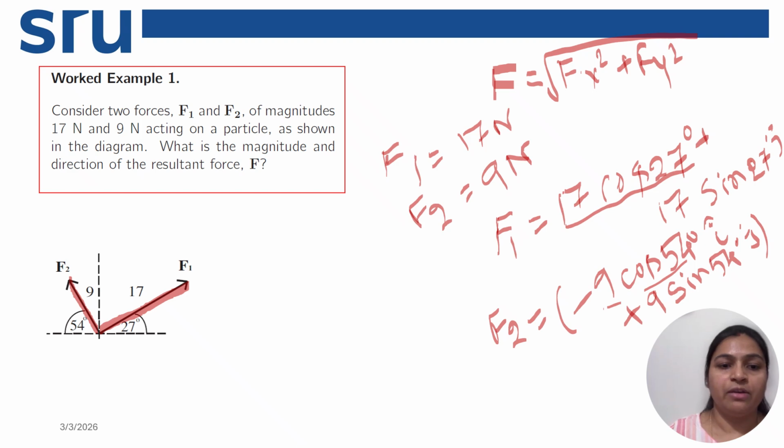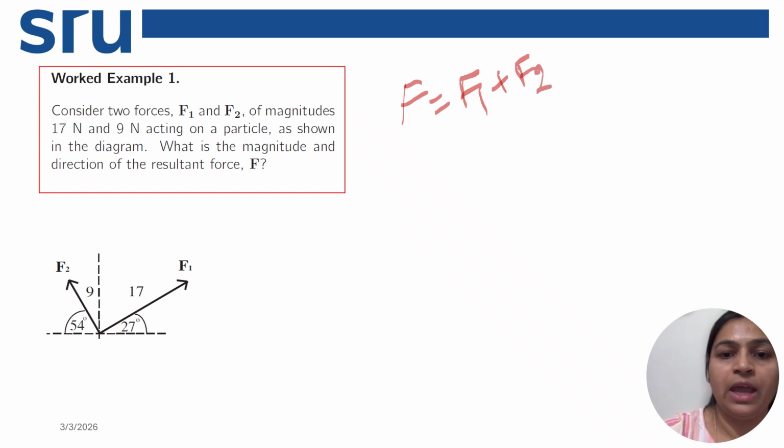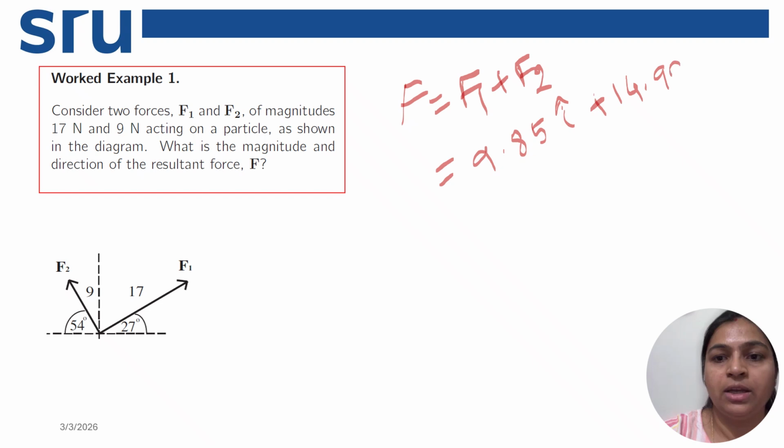So we can find the resultant, that is basically F equal to F1 plus F2. If we add all the components which we have derived, then we will get 9.85 i plus 14.99 j.